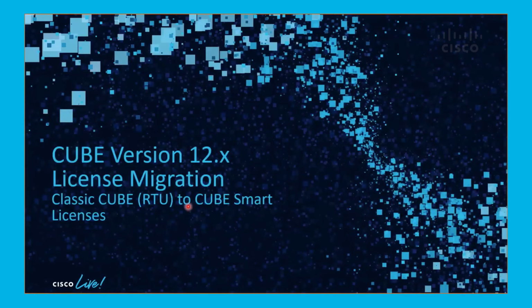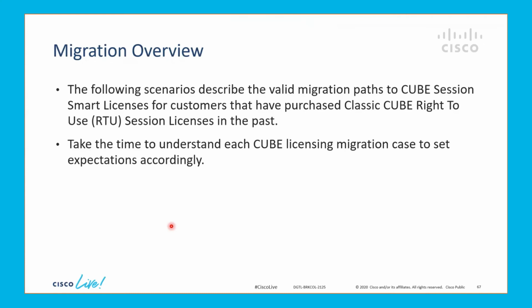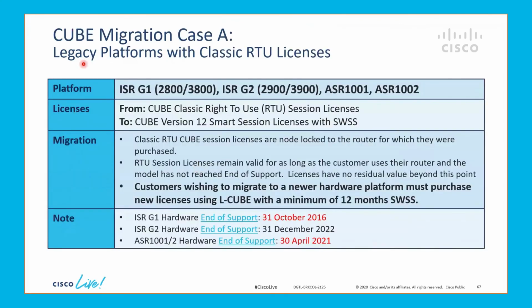Next, we'll talk quickly about license migration. If you have any CUBE platforms with classic right-to-use licenses, what are valid migration options? So let's take a look at each of them. The first one is case A. You have non-current platforms, the legacy platforms: the ISR G1 and G2 and the ASR 1001, 1002.